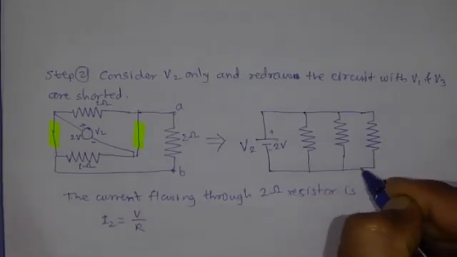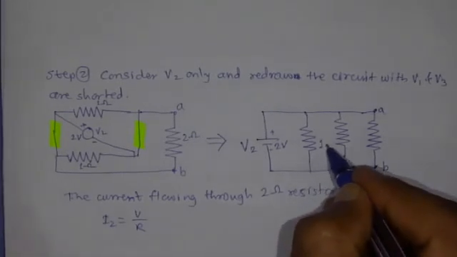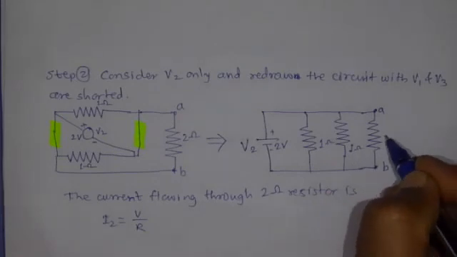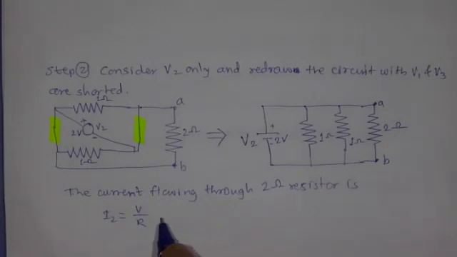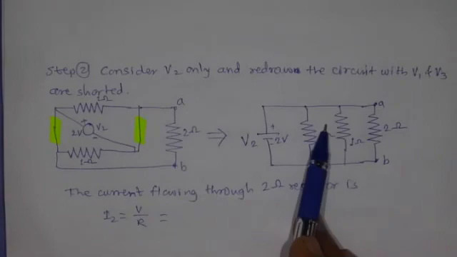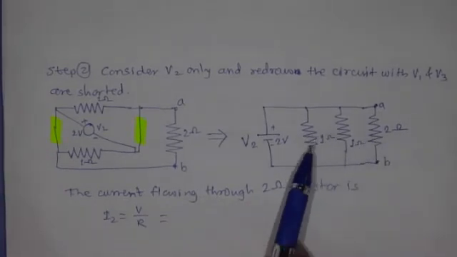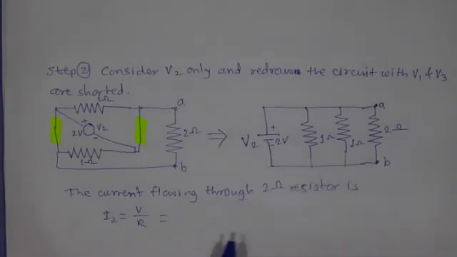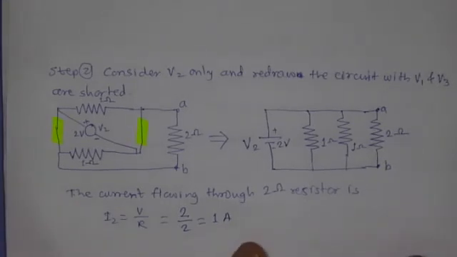Now here it is a 2 ohm resistor, with terminals A and B, a 1 ohm resistor, here also a 1 ohm resistor, and a 2 ohm resistor. For this case, if you want to find the current value, the voltage is provided: the voltage across this, this and this. The voltage across all these components is the same, 2 volt, and therefore 2 divided by 2 gives the value 1 ampere. That is the simplest way of getting the current.